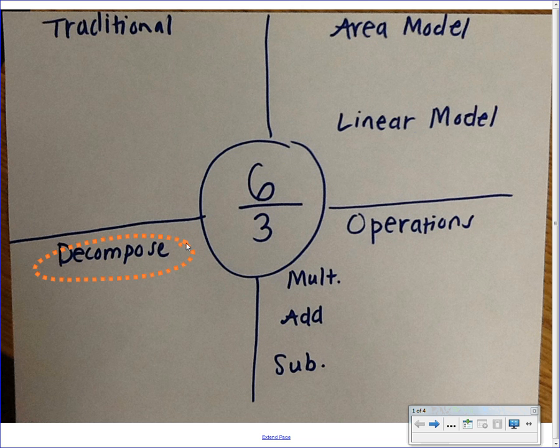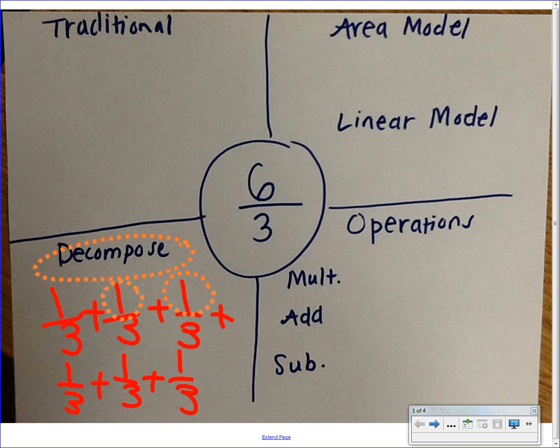If we were going to decompose 6/3, our unit fraction is 1/3, so we'd have 1/3 plus 1/3 plus 1/3 plus 1/3 plus 1/3 plus 1/3. Remember, a unit fraction always has a 1 in the numerator position. So there we've got it decomposed: 1/3 plus 1/3 plus 1/3 plus 1/3 plus 1/3 plus 1/3.